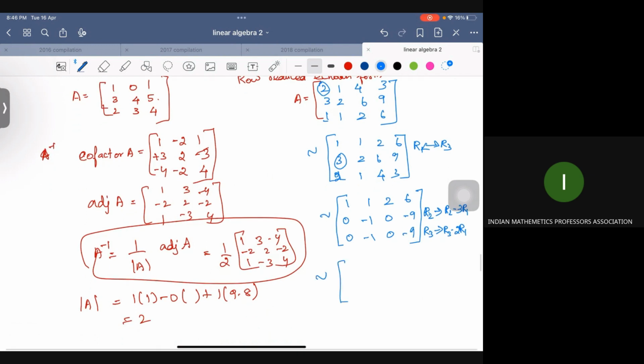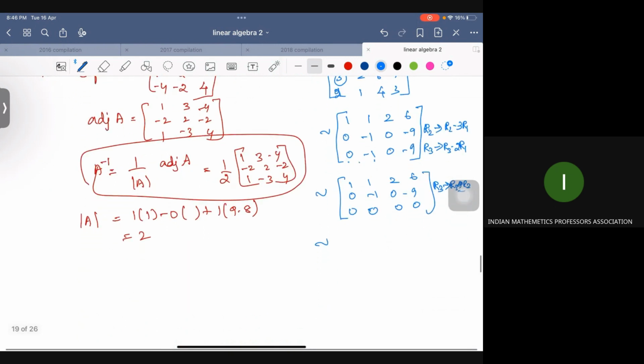I am adding the second row. In the next row, I have to make two elements as 0, 1, 1, 2, 6, 0, minus 1, 0, minus 9. Adding the R3 implies R3 plus R2. Adding the second and third row, sorry, subtracting the second row from the third row, I'll get this matrix.